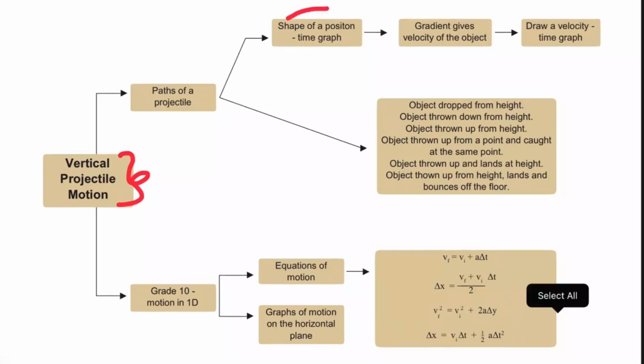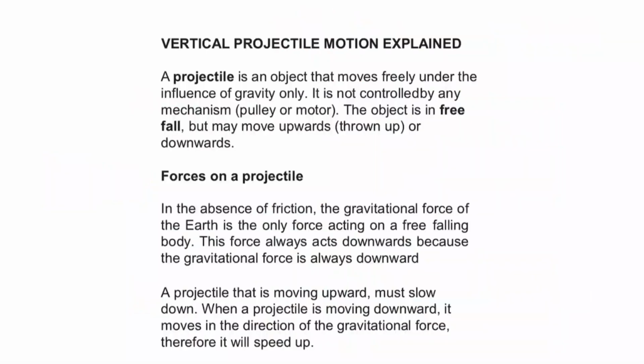Before we can talk about graphs and equations of motion, I want us to talk about the path of a projectile. We've already defined what a projectile is. Let's go ahead and explain what vertical projectile motion is all about. What is really going on? Okay, that's what you are interested in. So we have defined projectile. There's one last term that we need to go through: free fall. Free fall is the motion of an object where the only force acting is gravity.